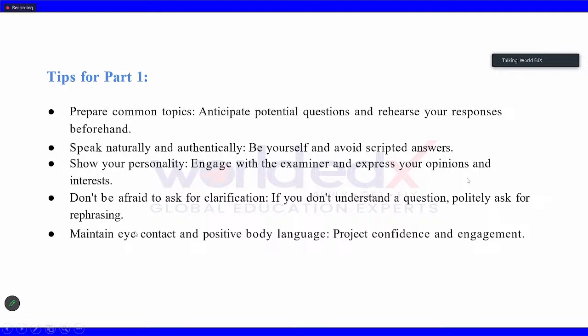It is very good to maintain eye contact. Looking here and there reflects negative body language. If you are confident enough in your speaking skills, it is very easy to maintain eye contact, and it is a positive sign. The examiner thinks that you are confident and engaged.